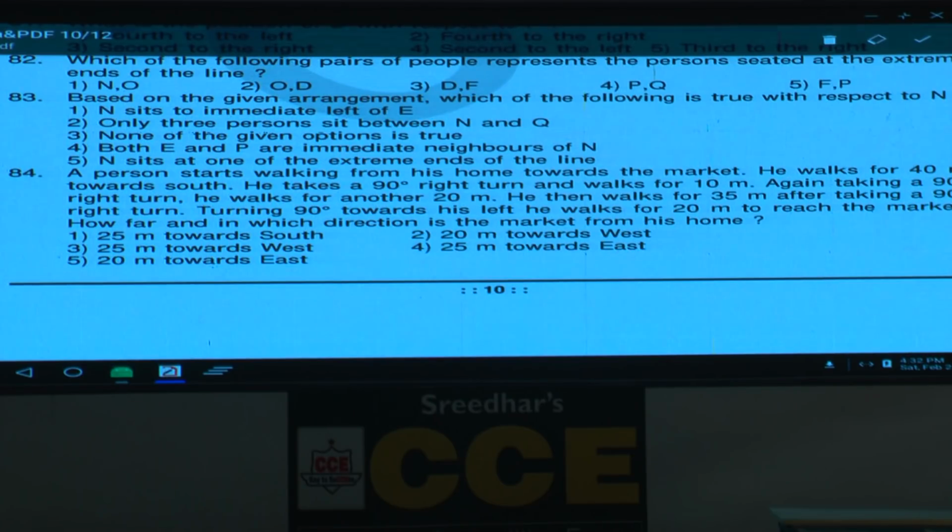He takes a right turn and walks for 10 meters. Again, taking a 90 degrees right hand side, he walks for another 20 meters, and then he walks for 35 meters after taking 90 degrees towards right. Turning 90 degrees towards his left hand side, he walks for 20 to reach the market. How far and in which direction is the market from his home, isn't it?